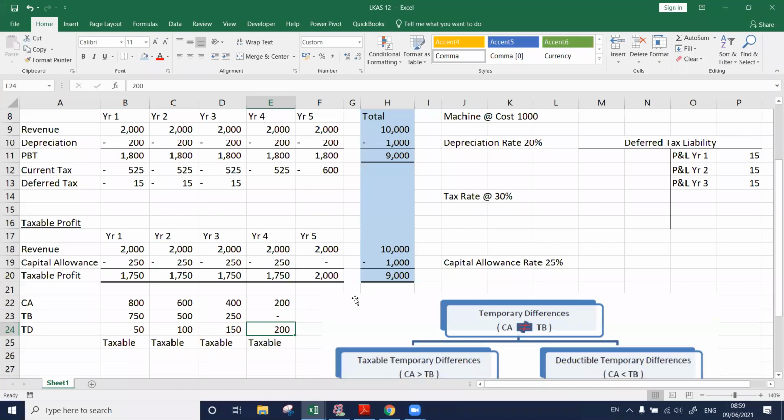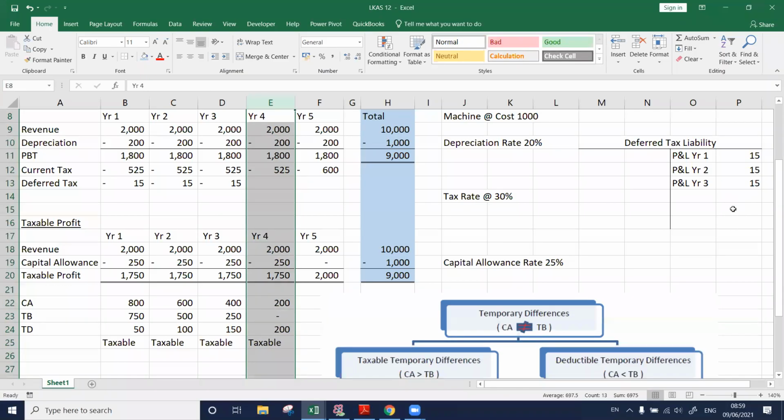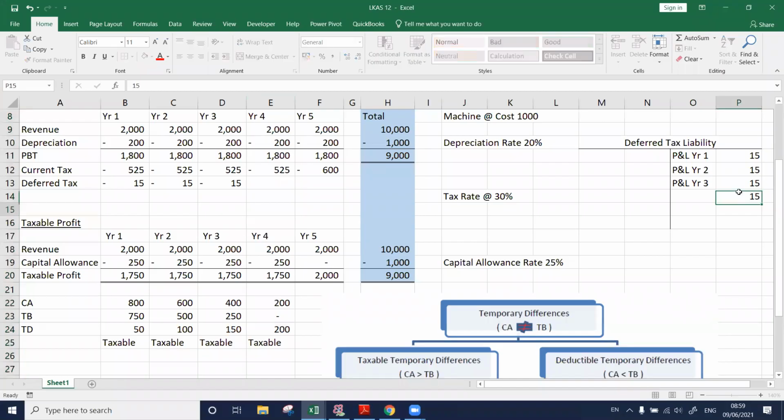200 into 30%. It is 60. Means what? At the end of year 4, there should be a balance of 60 in our deferred tax liability account. So far, how much we have? 45. So we need to make this as 60 at the end of year 4. For that, what we need to do? We need to credit another 15 to our deferred tax liability account. The corresponding entry will appear in our P&L, right, as deferred tax.